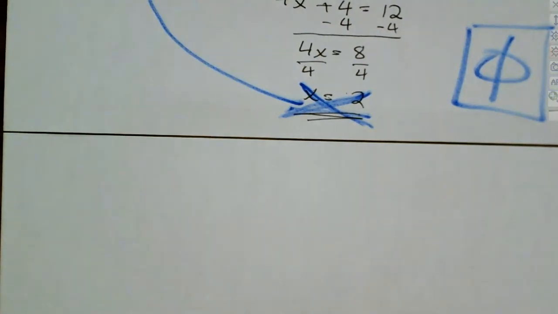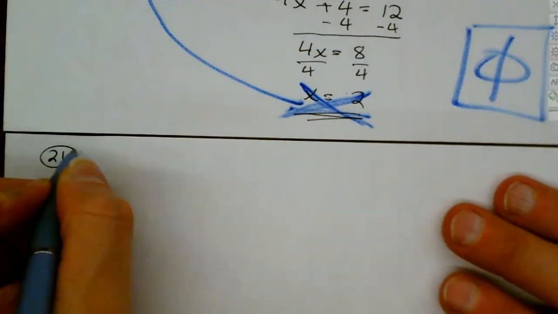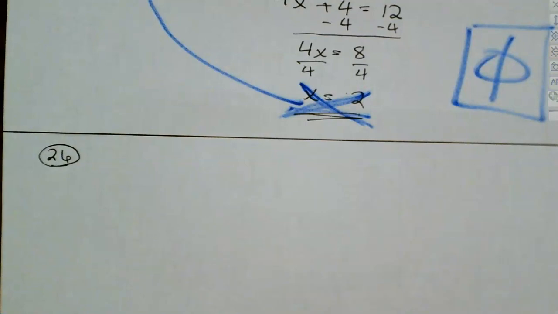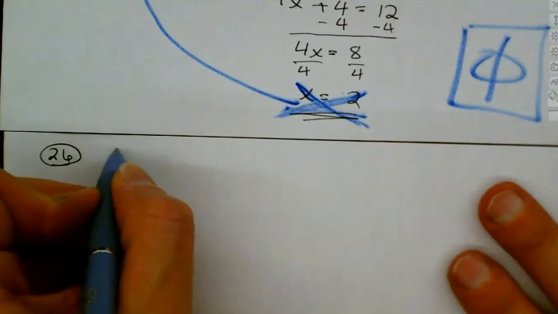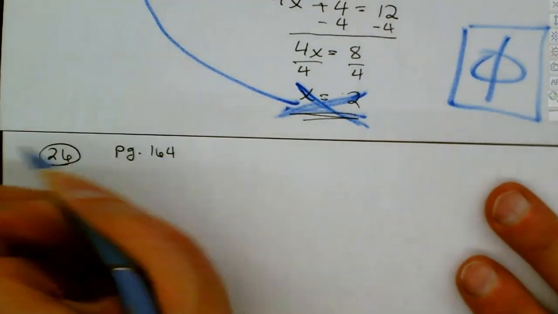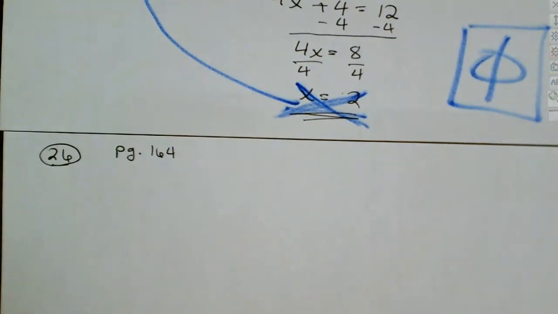And let's look now at one that's going to require a lot of factoring. How about we look at question 26. Okay, let's look at question 26 here. They're all a little bit different. We're going to look at question 26, same page, page 164. So page 164, question 26 here.